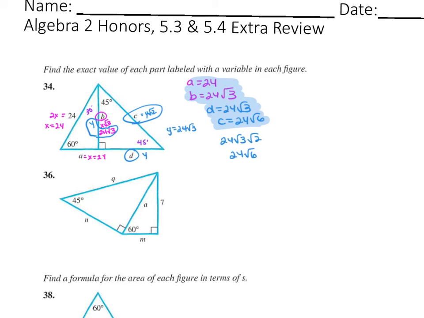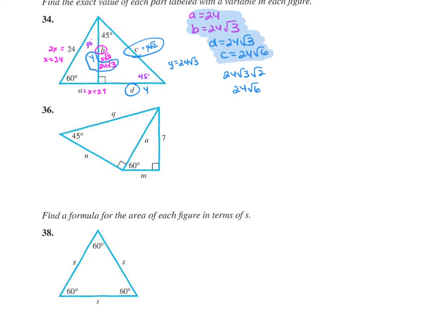For 36, again, you've got a 45, 45, 90 triangle, this time on the left, and then the 30, 60, 90 triangle on the right. This time, 30, now let's make this again x. This would be 2x, and this would be x root 3, and that's the value that you have.